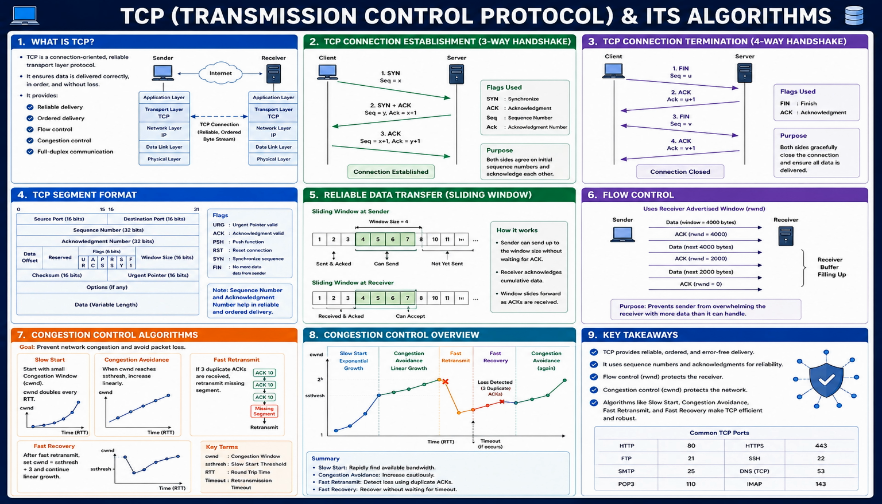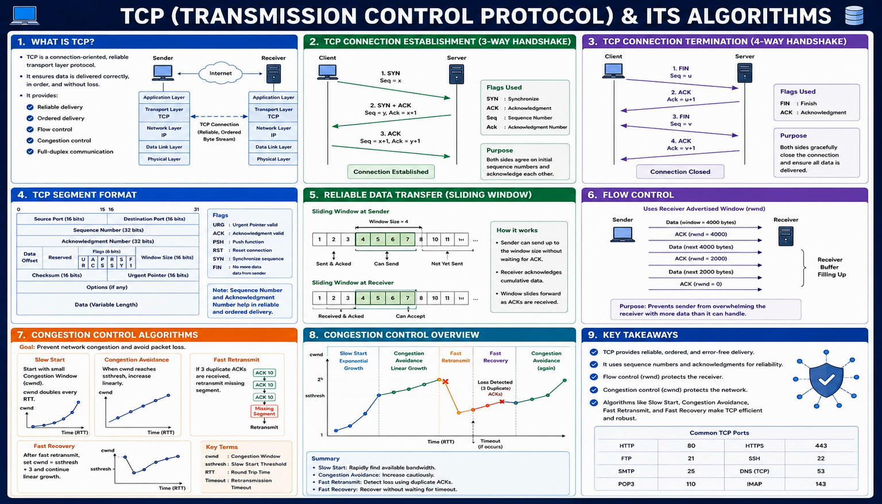Section 4 shows the structure of a TCP segment. Important fields include source port and destination port. Both the ports identify communicating applications. The sequence number tracks byte ordering. There is an acknowledgement number that confirms received data.